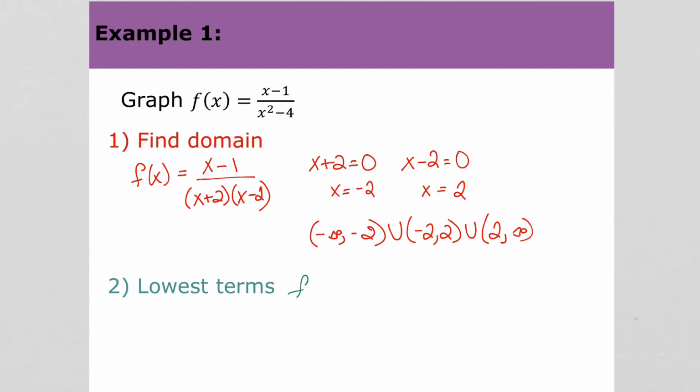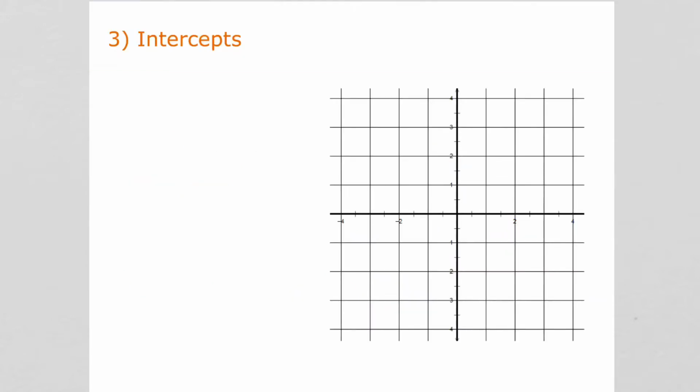I've already put it in lowest terms, so I'm just going to rewrite that. Factoring it completely is the same as lowest terms. Then we want to find our intercepts. So we want both x-intercepts and y-intercepts.